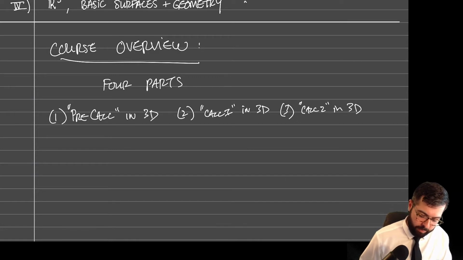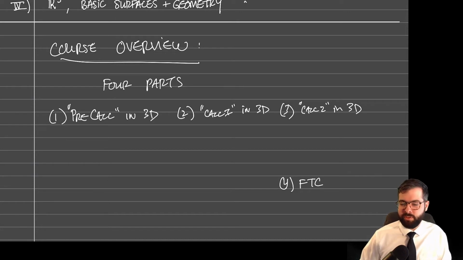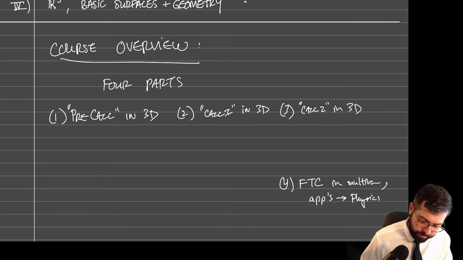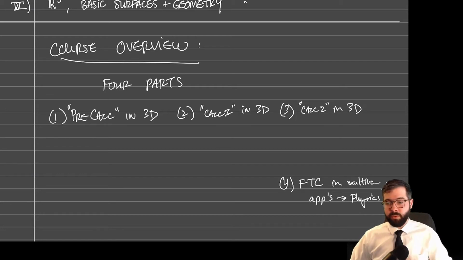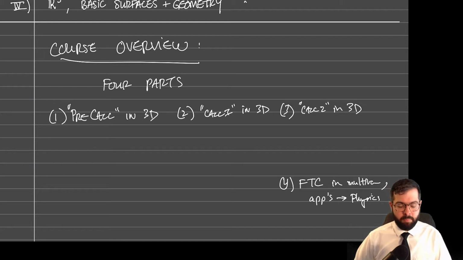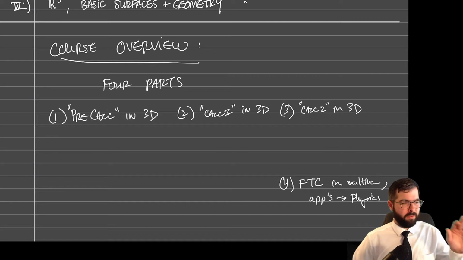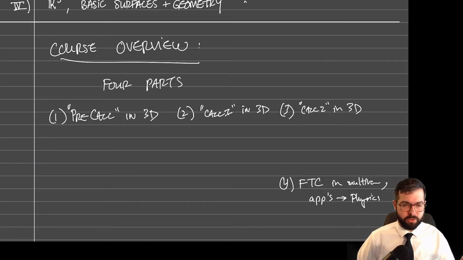And then the fourth part is actually where we get to do some results. We see what the fundamental theorem of calculus looks like in multivariate, as well as some applications. These are mostly in the physics world, but some really cool stuff. So these four themes, or four different units in this course, have different parts of them that build on each other.